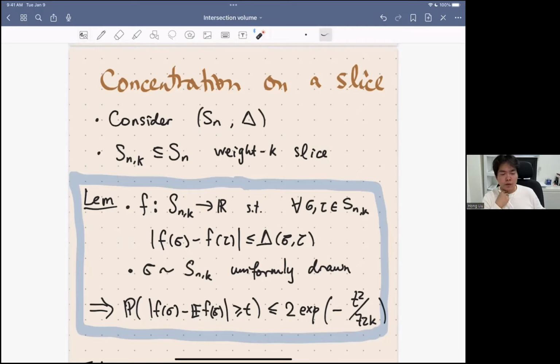And in coding theory, they also study these metrics for some reason. I don't know. I'm not an expert there.